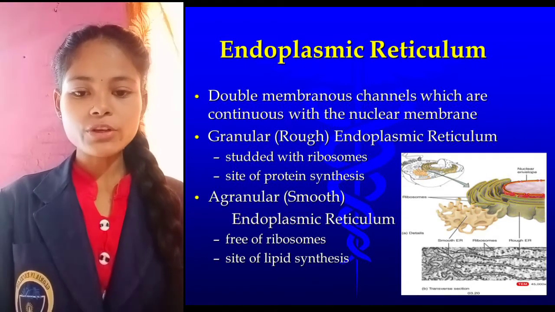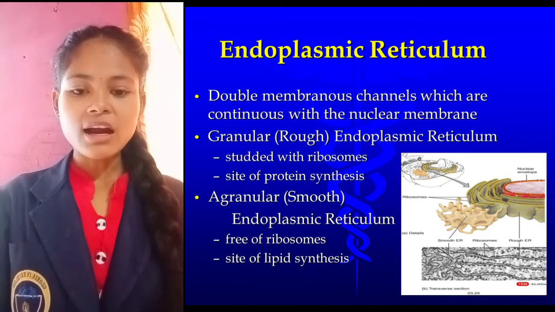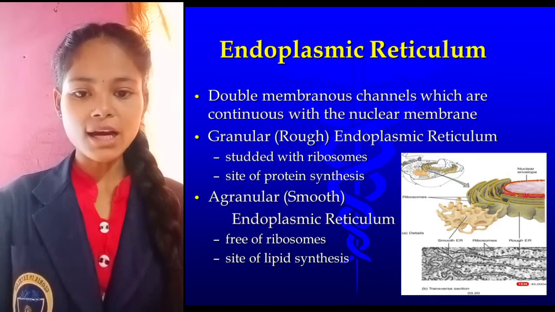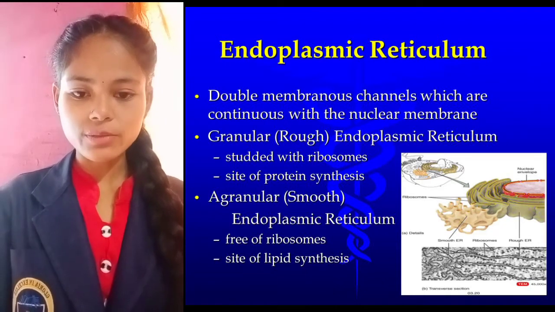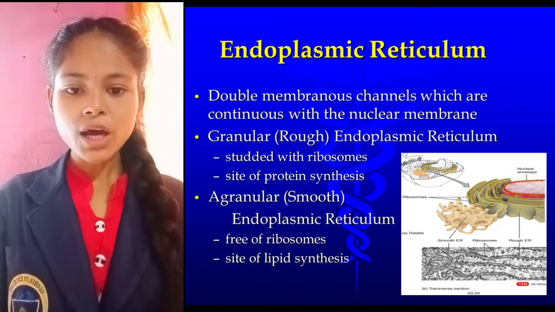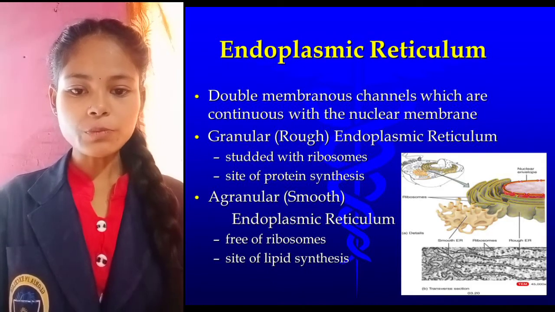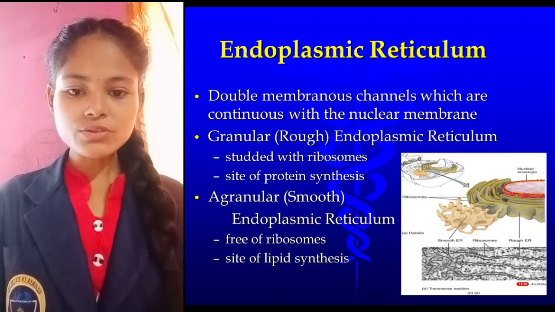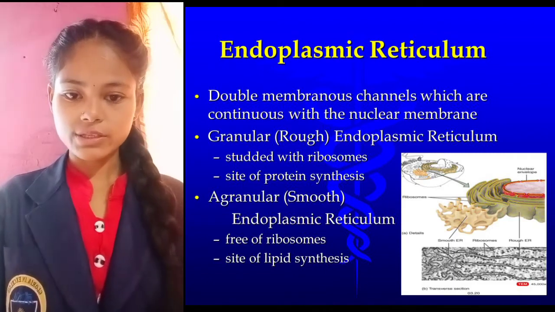The two types of endoplasmic reticulum are RER, rough endoplasmic reticulum, and SER, smooth endoplasmic reticulum. Rough endoplasmic reticulum, when observed under a microscope, appears rough because of the presence of ribosomes on its surface. On the other hand, smooth endoplasmic reticulum is called smooth because of the absence of ribosomes on its surface.